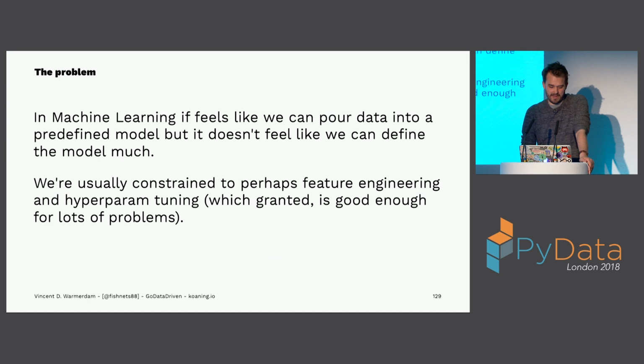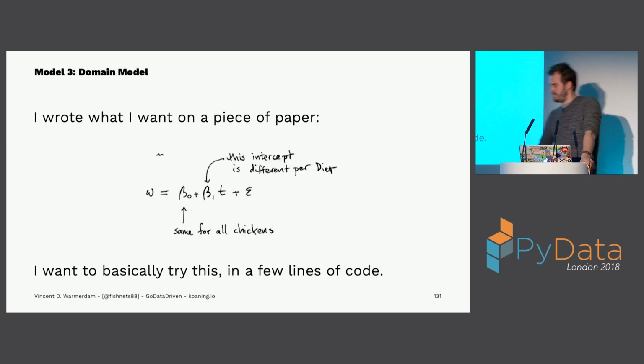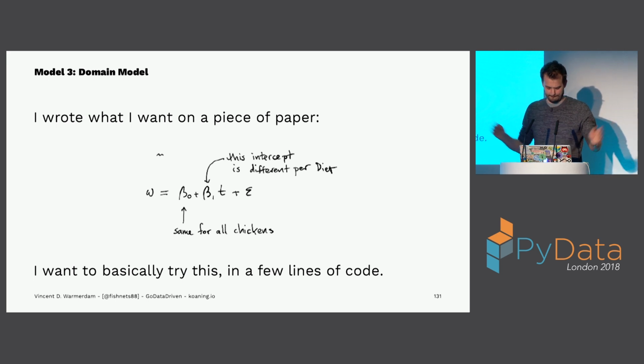So the conclusion then kind of is, I just want to grab a piece of paper, write down this formula, and say, this is how I believe the world works. The weight is modeled by having some sort of constant for all the chickens, and some sort of slope, not an intercept, some sort of slope that's different for every chicken that's based on the time. And the only thing I want is the computer to look at this and maybe have some sort of domain-specific model, and I just want it to run.